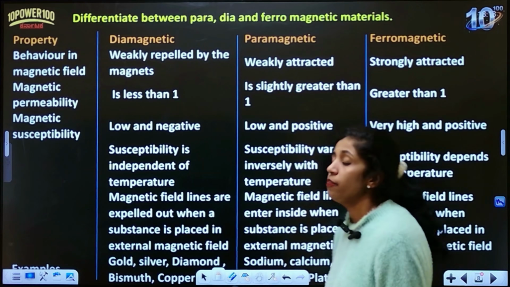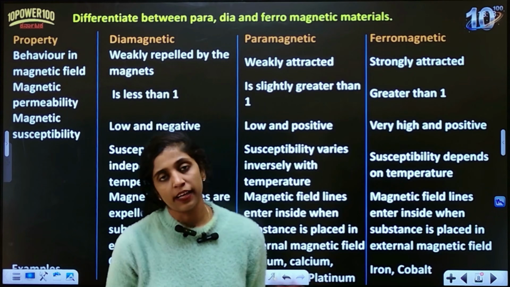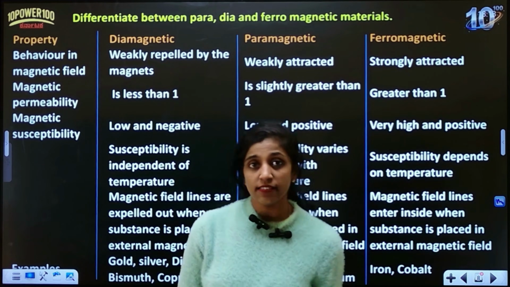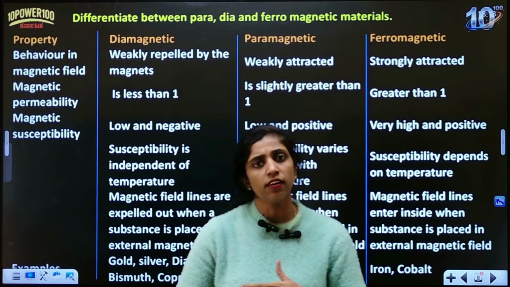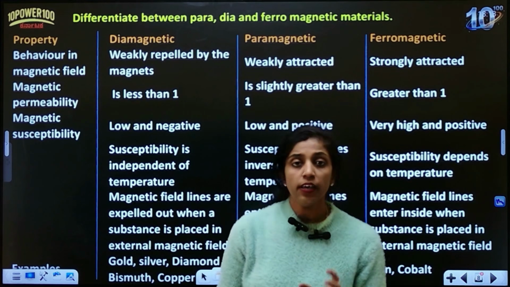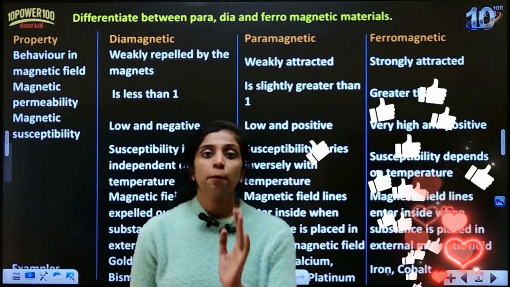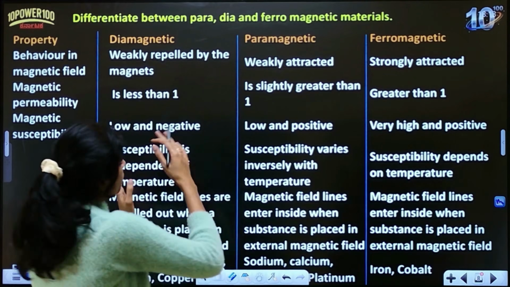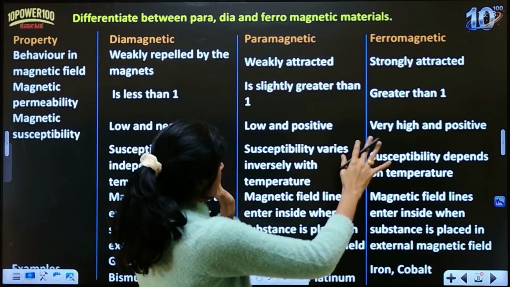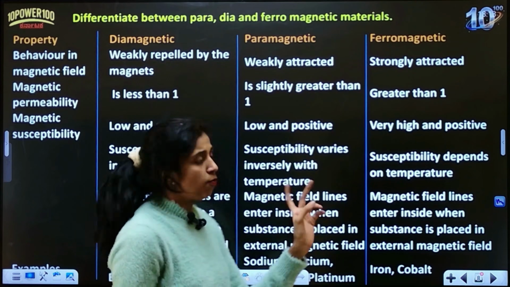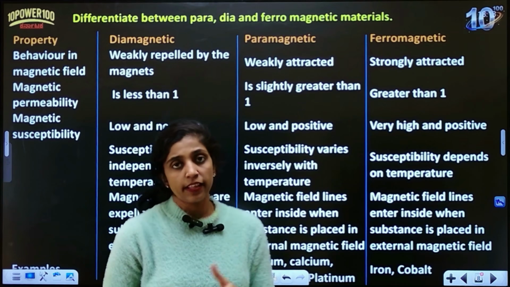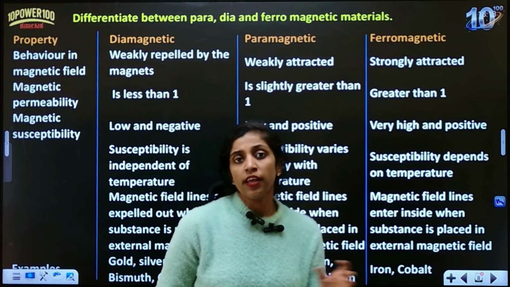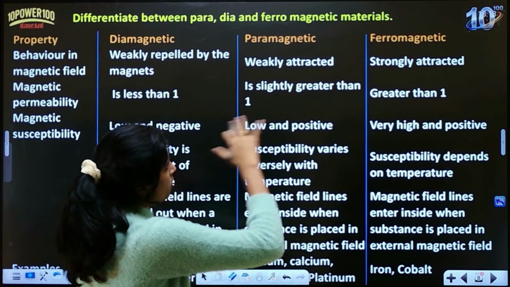Fine. Next, differentiate between para, dia, and ferromagnetic materials. Most expected question. They can ask you to differentiate, or they can ask you to explain the three different magnetic materials: diamagnetic, paramagnetic, and ferromagnetic material. Based on their properties, I have listed the three materials here. Sometimes they might ask for any two differences, like dia and para, or para and ferro, or dia and ferro. So here I've taken all three materials.